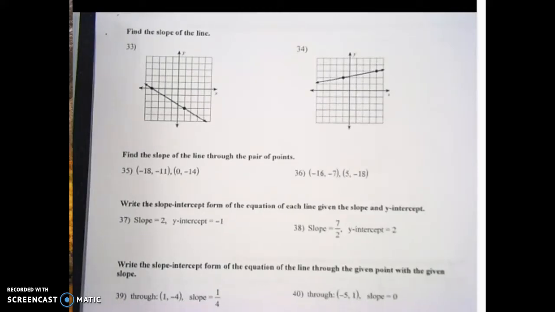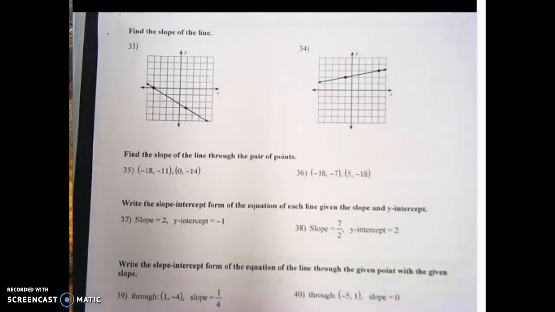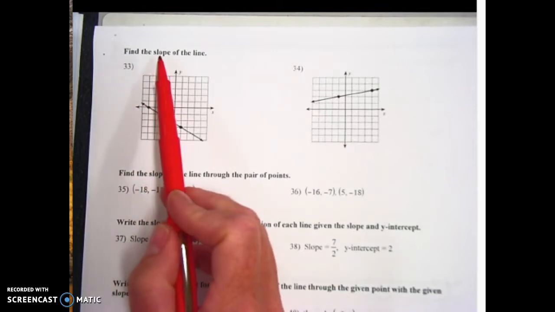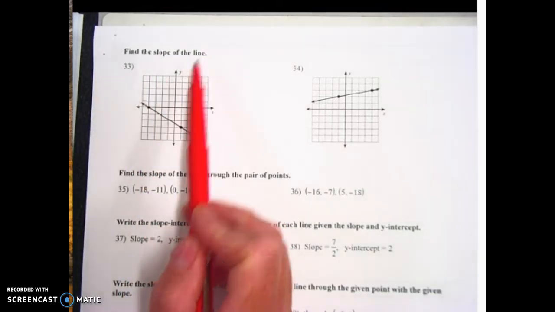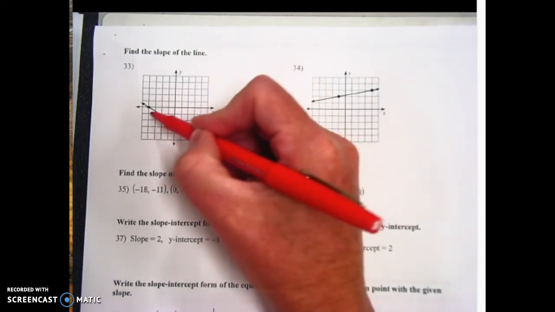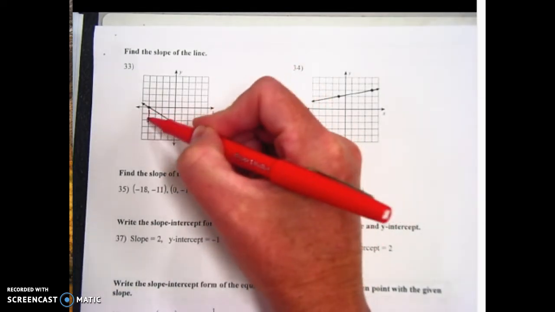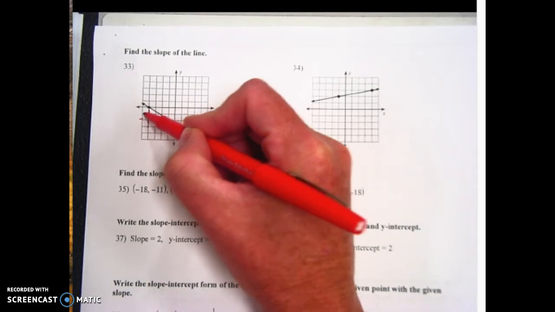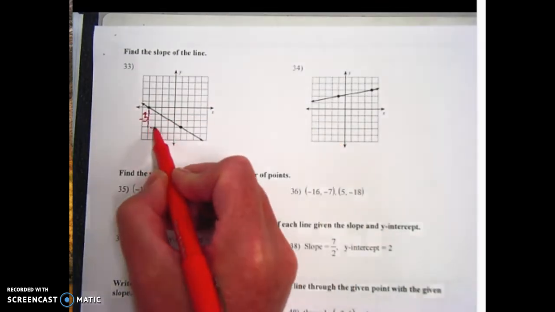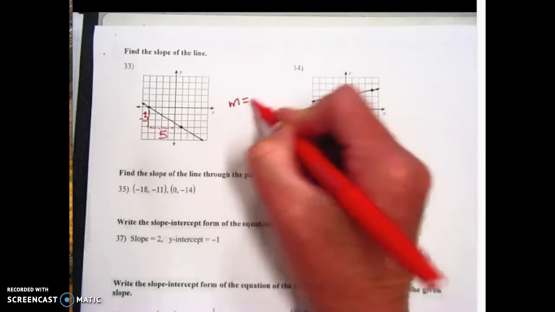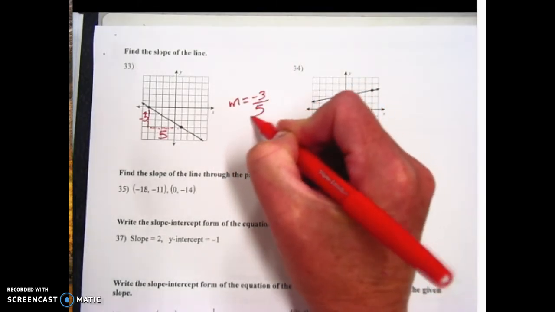All right, so we are on page 5 of the Chapter 3 practice test for geometry. Number 33 says, find the slope of the line. If you have 2 points that are graphed on a coordinate plane, all you need to do is count what your rise over your run is. So I would say this is 1, 2, 3, negative 3, and over 1, 2, 3, 4, 5. So the slope of this line is negative 3/5.